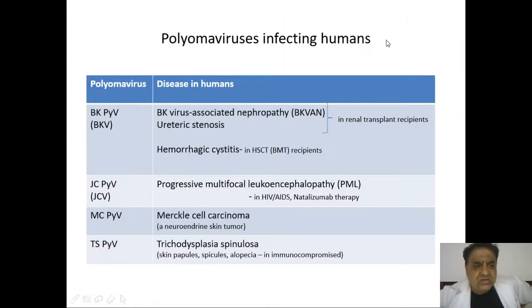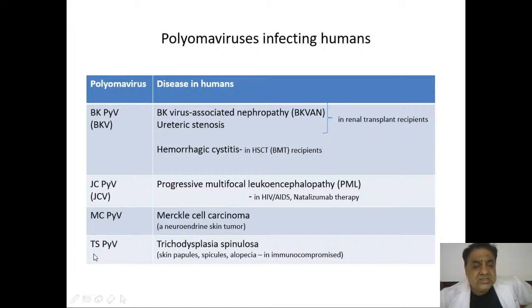The polyomaviruses are of 4 major types clinically, based on the clinical disease they cause. BK polyomavirus, which I'm discussing now, is associated with renal transplant complications. These 3 I'll discuss today. In HIV and in severely immunocompromised populations, JC virus causes PML, or progressive multifocal leukoencephalopathy. Merkel cell carcinoma, a neuroendocrine skin tumor, is caused by the Merkel cell polyomavirus. And a peculiar and rare skin condition is trichodysplasia spinulosa, especially in the immunocompromised.